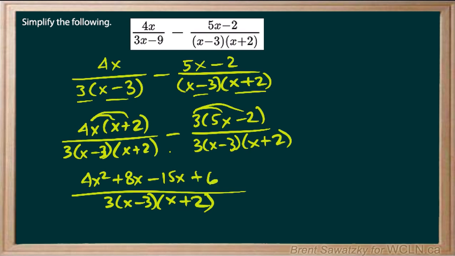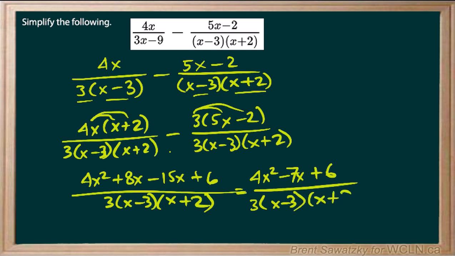And so we can bring those together. And we can say 4x squared minus 7x plus 6, all over 3(x minus 3)(x plus 2).